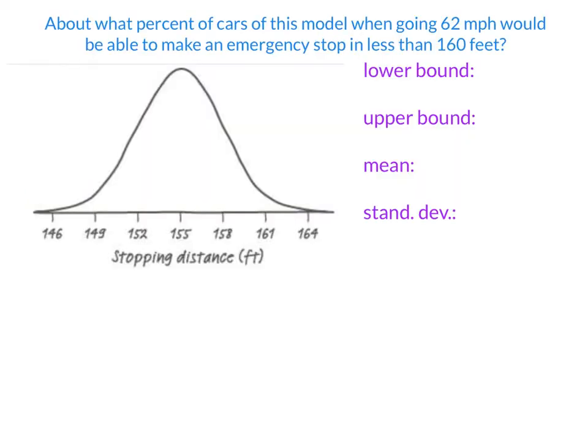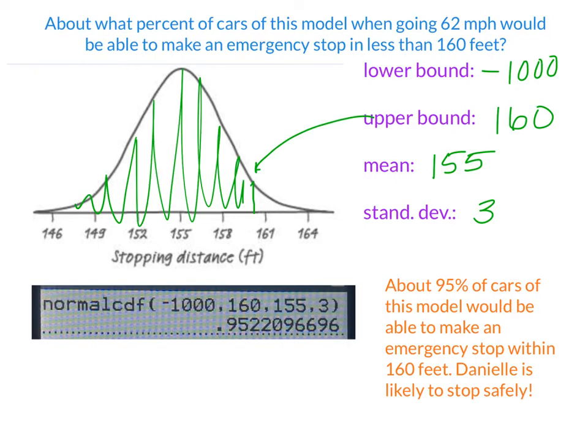So, we are going to use our calculator for this, and gotta love it, right? We've got our curve here. We can say that 155 is our mean, and then our standard deviations are 3 feet apart, going to the left and the right. So we're going to use that normal CDF value. So let's figure out what our lower and upper bounds are, and then we know what our mean and standard deviations are. So once again, I'm going to make my lower bound negative 1,000. It's not broke. Why fix it? And so our upper bound here is going to be 160.